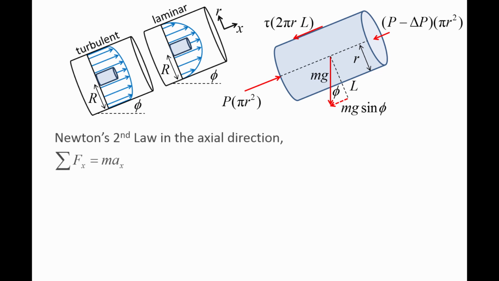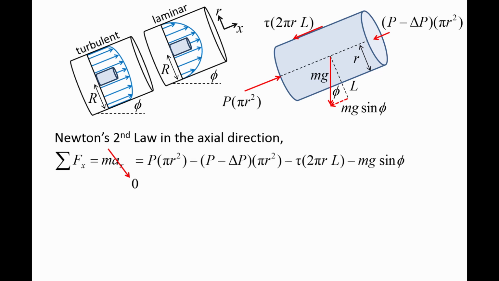Newton's second law in the axial direction states that the sum of external forces acting on the cylinder in the axial direction is equal to the cylinder mass m times the acceleration in the axial direction a_x. Since we have fully developed flow, the cylinder's velocity does not change in time and a_x is 0. The sum of the forces becomes P times pi r squared minus the quantity P minus delta P times pi r squared minus tau 2 pi r L minus mg sine phi.